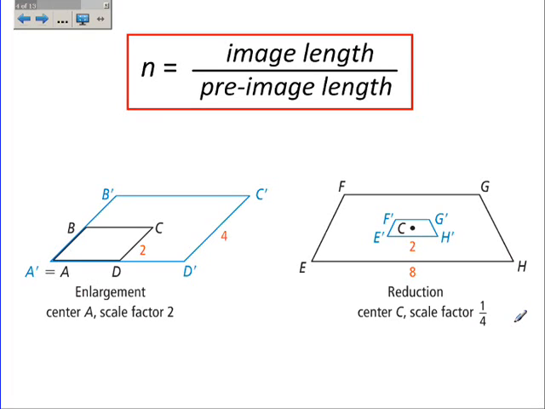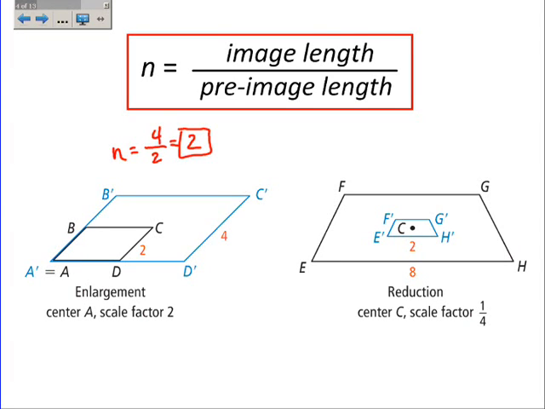Just so you understand that idea, I've given 2 examples. Here the blue figure has primes on it, so that must be the image, and the black figure doesn't have primes, so that must be the pre-image. So the scale factor is equal to the image length divided by the pre-image length. The only length I know in the image is 4, and the corresponding length in the pre-image is 2. So 4 divided by 2 is 2. So the scale factor is 2, which makes sense because if you take the pre-image length 2 and multiply it by 2, you get 4.